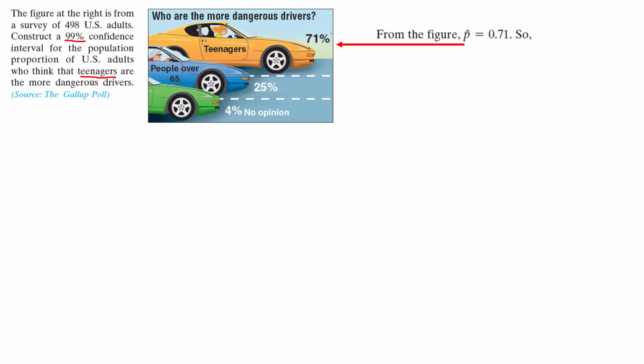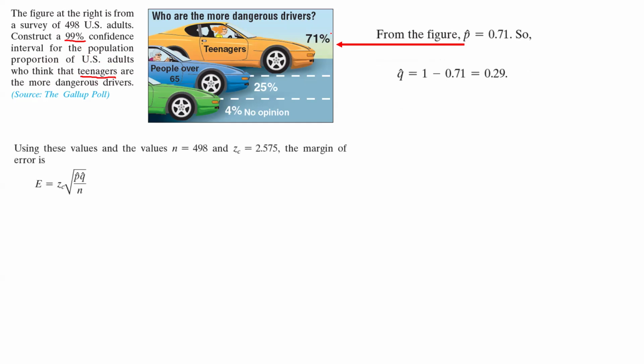From the figure, P hat, or the sample proportion, which is our point estimate, is 71%. So we can easily construct Q hat. Q hat is 1 minus 71%, which is 29%. Now what? What is the next step? In the next step, you're going to use ZC, P hat, Q hat, and N to find the margin of error. Remember the formula.